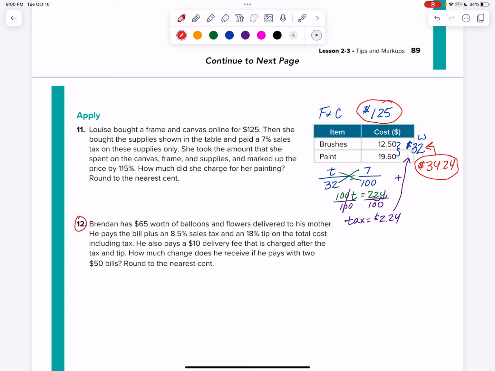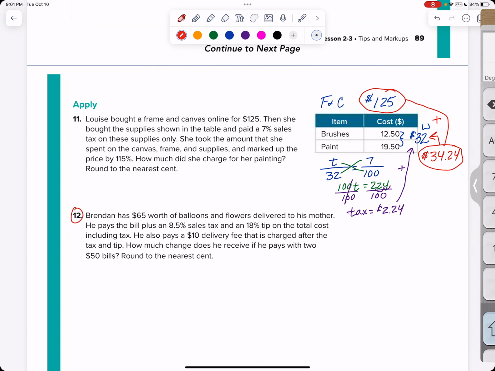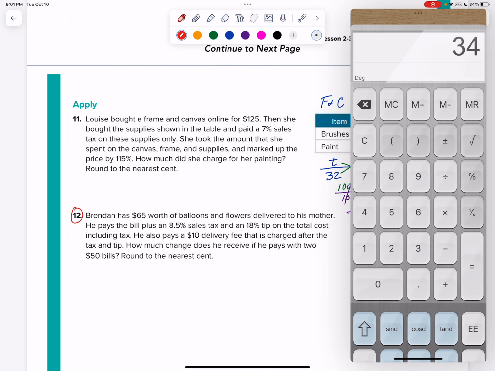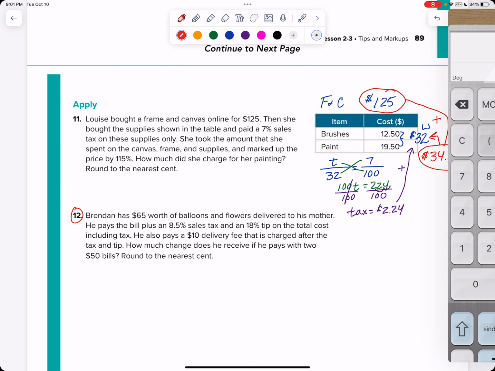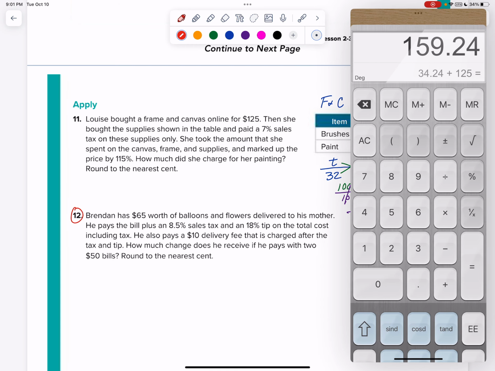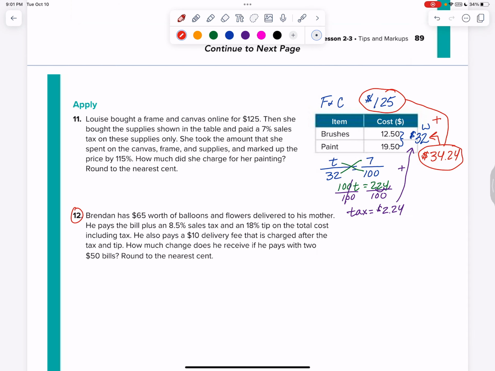Okay, and she took all that and she marked up the price by 115%. Okay, and so we want to know how much is that markup. Okay, so let's go ahead and take these two costs, and we do need to add them together to get a sort of total cost. So $34.24 plus the 125, and we end up with $159.24. I have a bad memory. $159.24.